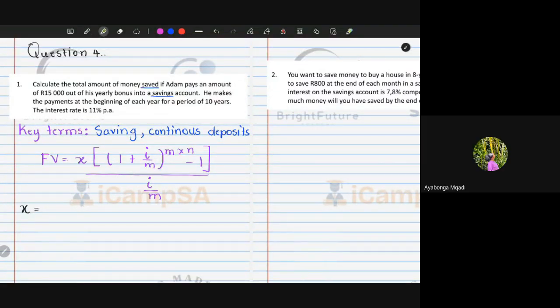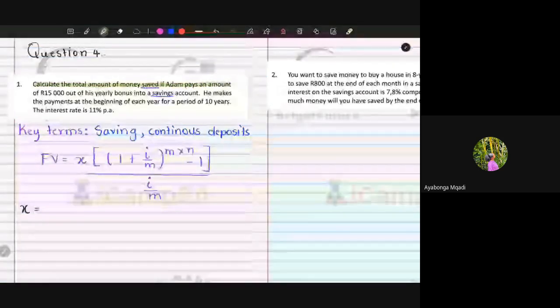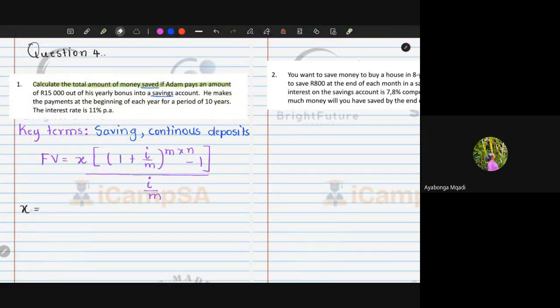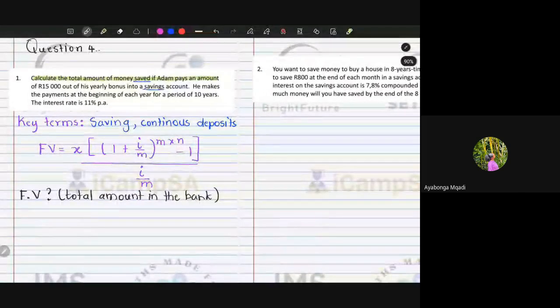It is 15,000. So if you look carefully, we are required to calculate the total amount saved. And remember that I said the future value is whatever amount we will have at the bank at the end. So this will be the total amount in the bank. So that is what the future value is. By reading the question, we are very clear that we are looking for that.